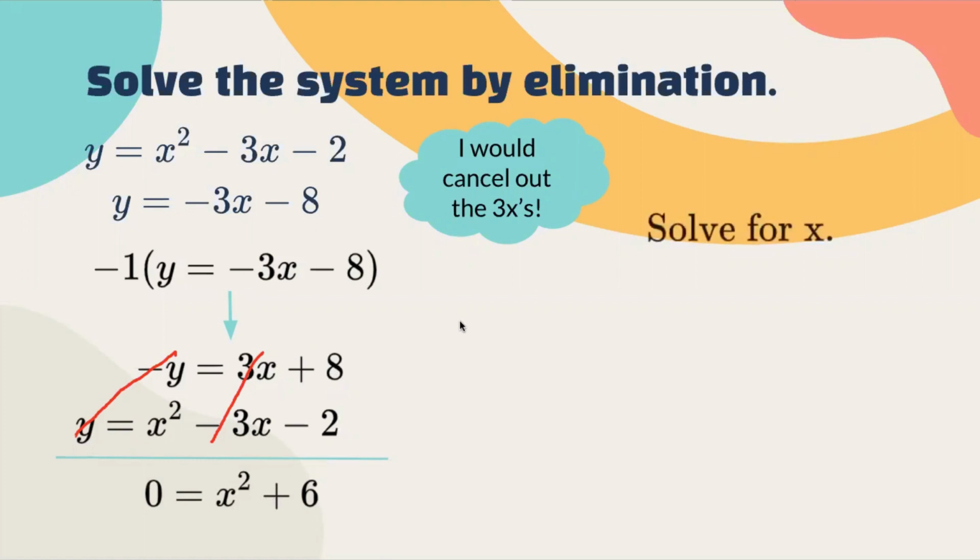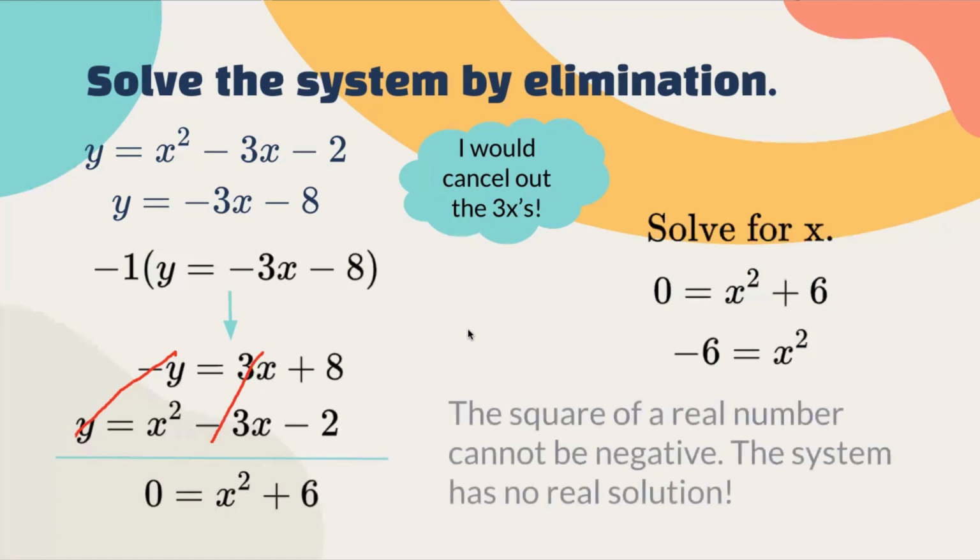Now you can solve for x. First thing I want to do is subtract 6 from both sides so that we can isolate x, and you would get negative 6 equals x squared. However, there is a problem since you cannot take the square root of a negative number. So since you can't do that, we know that the system will have no real solution.